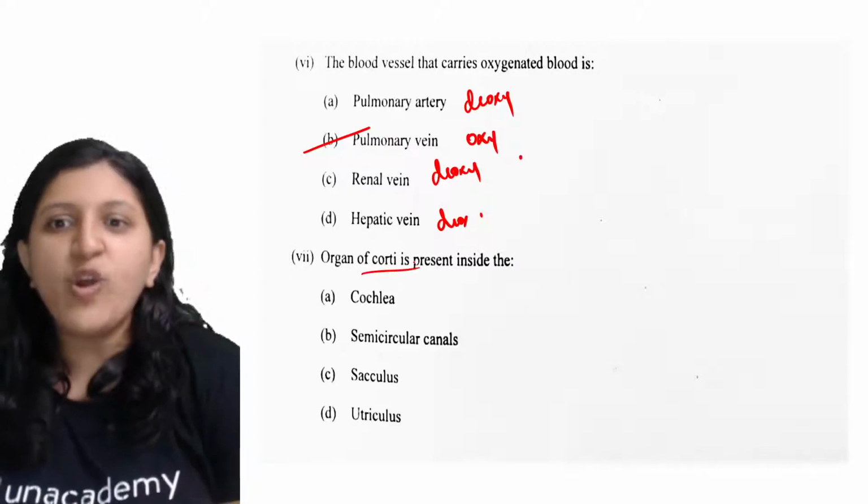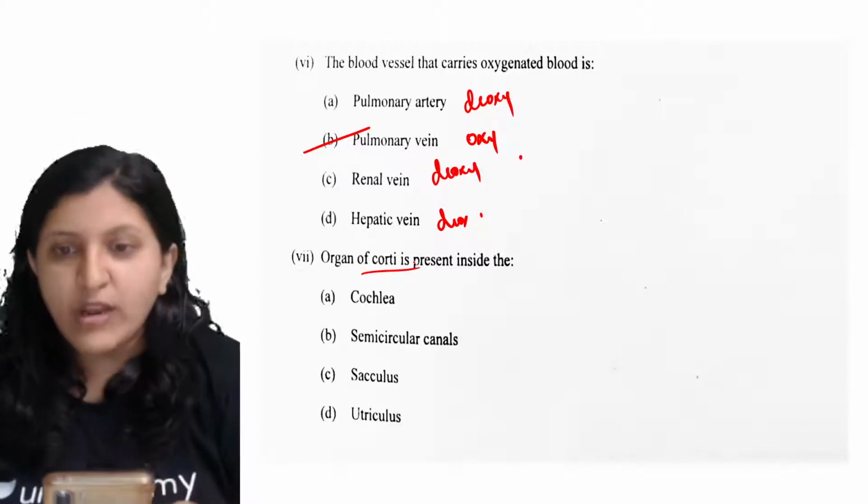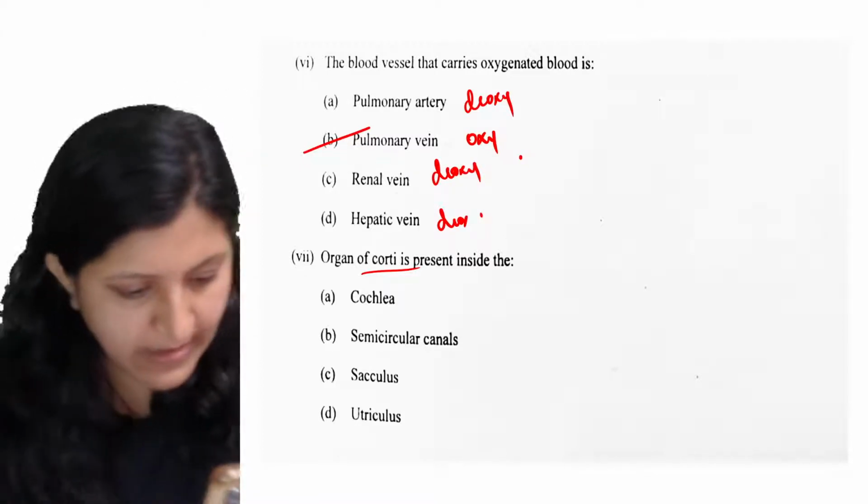Okay, so organ of Corti is present inside the cochlea, semicircular canal.